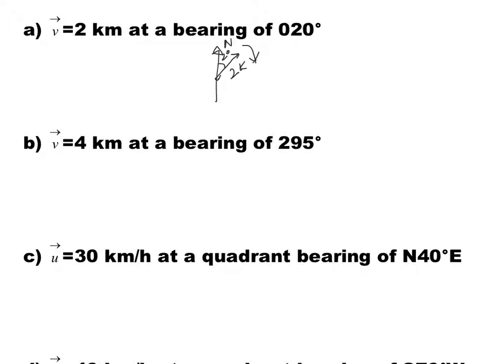The next one says v is 4 kilometers again, so this is north. V is 4 kilometers at a bearing of 295. Remember that it's always clockwise in true bearing, and we always go from the north. So this is 90, 180, 270, and 295 is going to be somewhere around here. So it's going to be a vector of 4 kilometers, and this angle is 295.